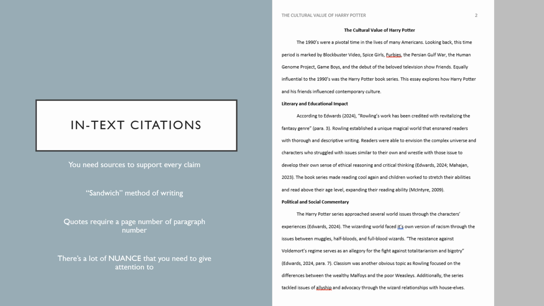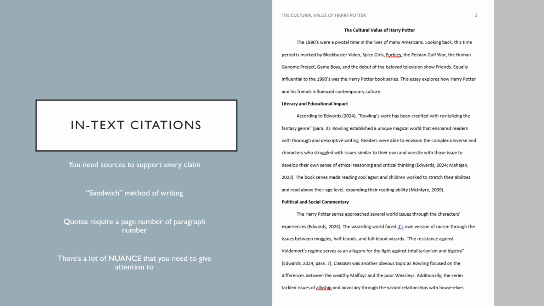So let's talk then about in-text citations. And there's a lot of nuance to how you do this, okay? But I'm going to try to cover as much of it as possible. And I'll say that I don't expect you all to be experts at doing this. I don't expect you to be an expert, but I do expect you to try. And if I give feedback, I expect you to work on implementing that feedback whenever possible.